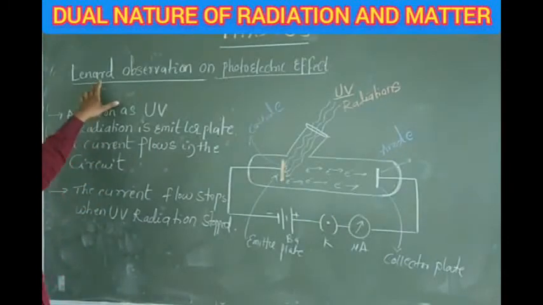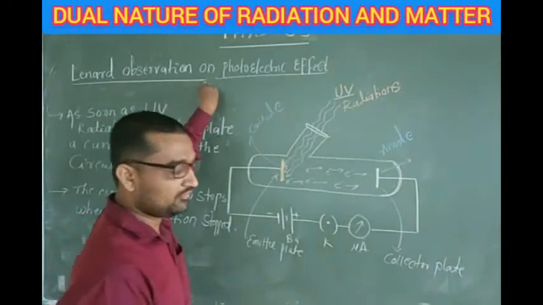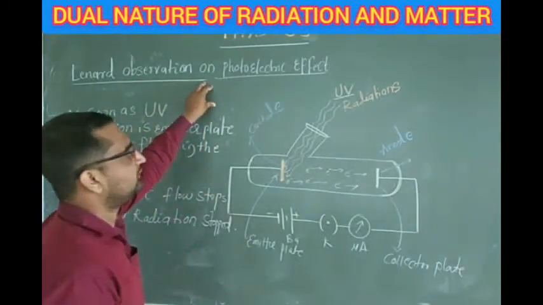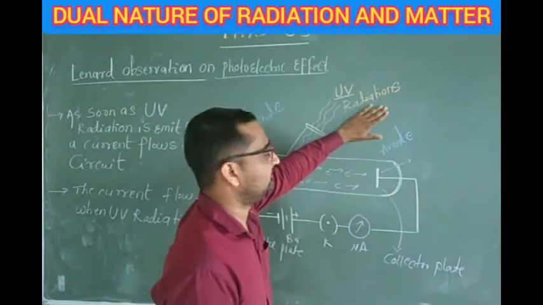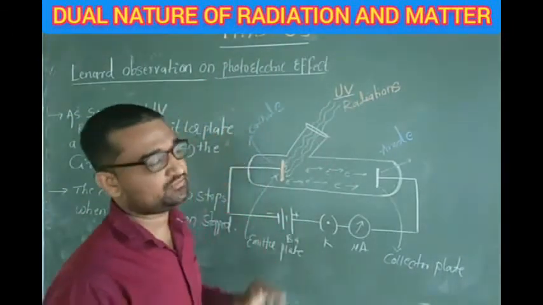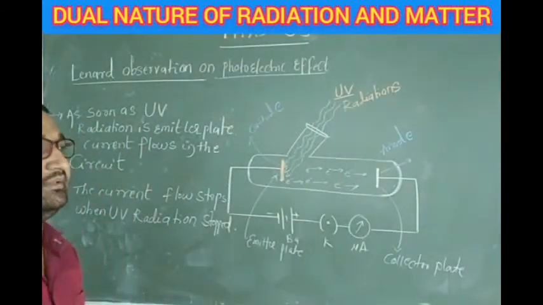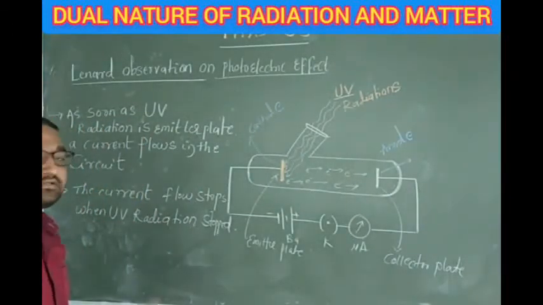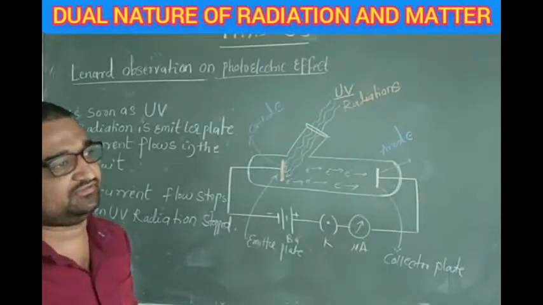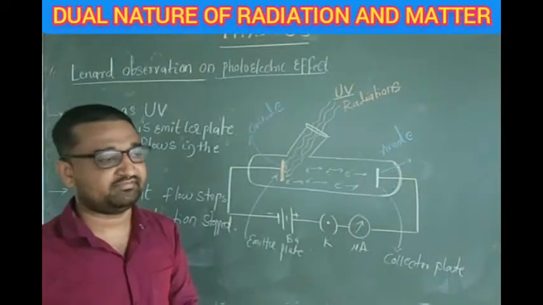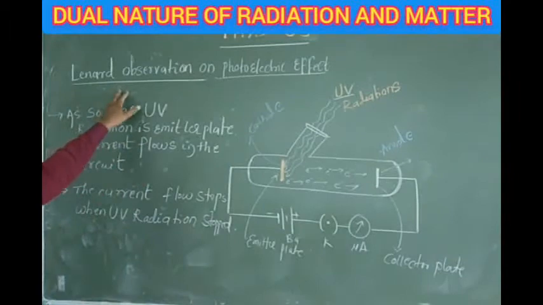So this is the Lenard observation on the photoelectric effect, made by using the UV radiations. So this is mainly due to the photoelectric effect: the process of emission of electrons when light of suitable frequency is incident on it. That is known as the threshold frequency. So this is the Lenard observation on photoelectric effect.